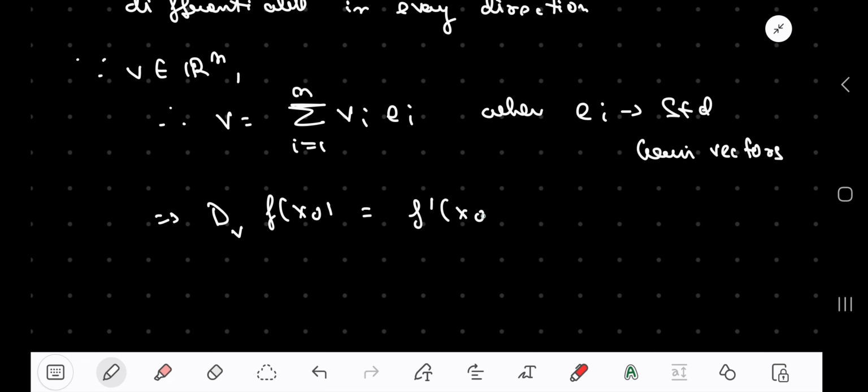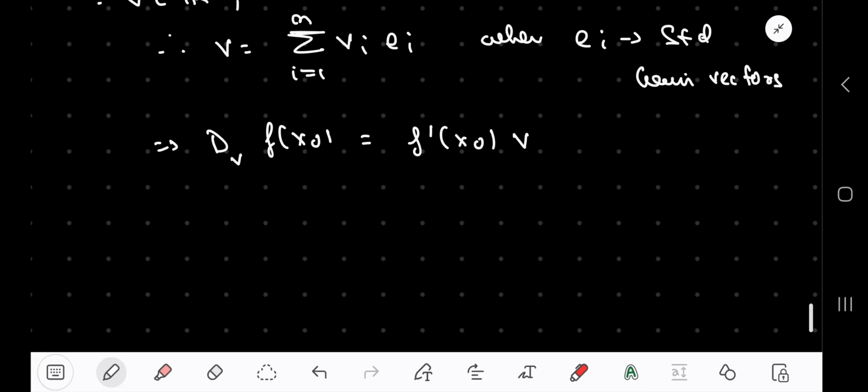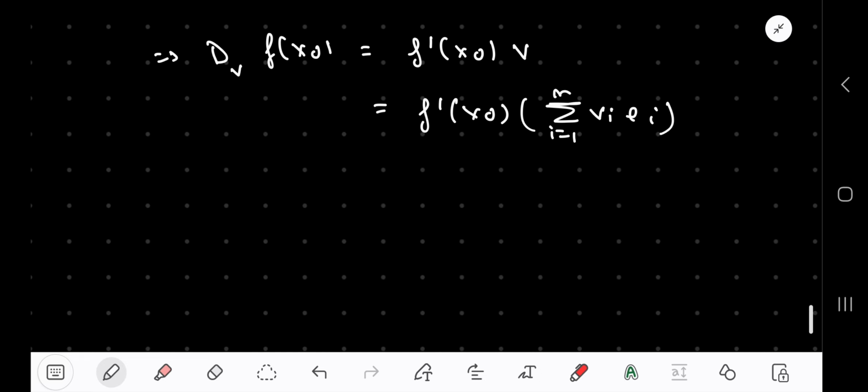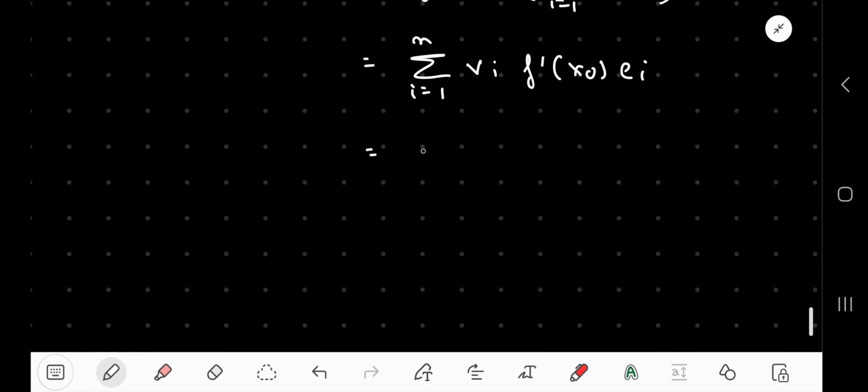So it is just f prime, the total derivative applied on V, right? Fine. Yeah, so this can be written as the total derivative applied on the linear combination, i equals 1 to n, and so this is nothing but, the scalars will come out, each of these Vi's are scalars, so this is summation i equals 1 to n Vi times the total derivative applied on Ei. Now for the time being I am writing it immediately as the directional derivative in the direction of the standard vectors of f at x naught, right?